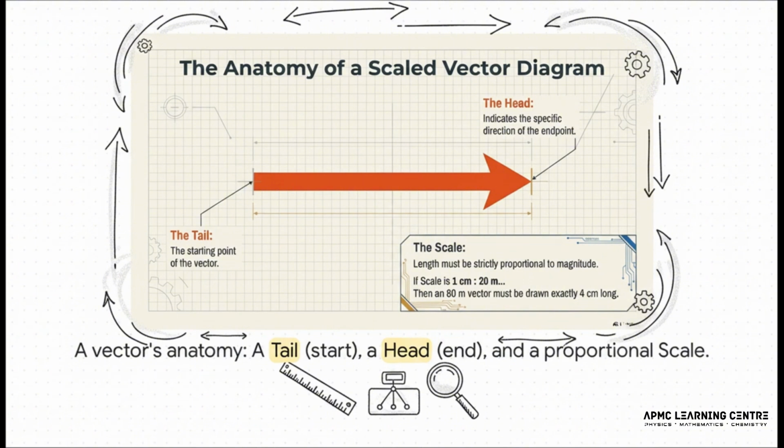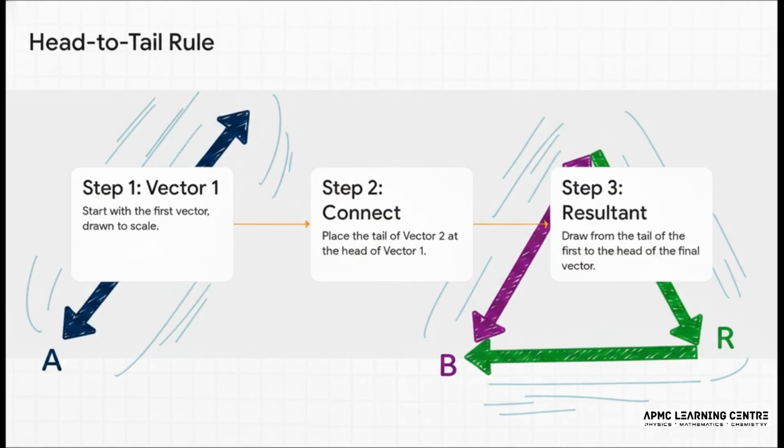Before we start combining them, let's just make sure we know the parts of a vector arrow. You've got the tail, that's the starting point. You've got the head, the pointing in that shows the direction. And this is crucial. The length of the arrow has to be drawn to a perfect scale to show its magnitude.